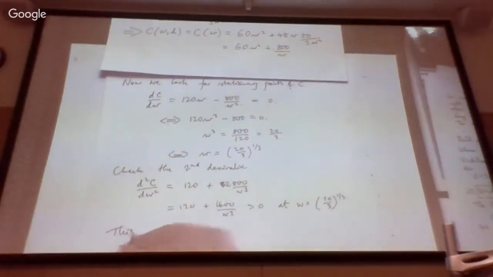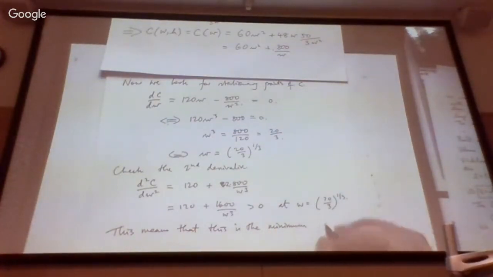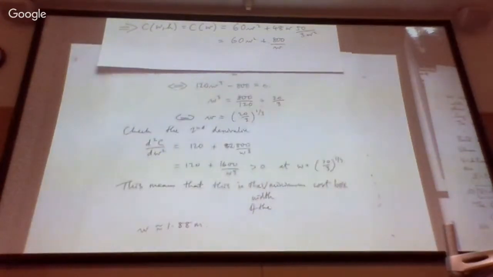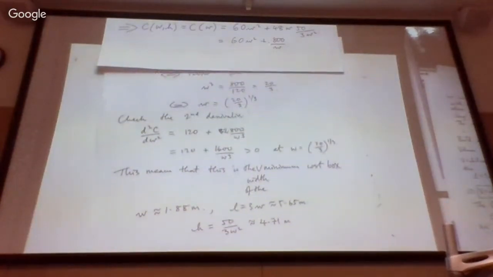This means that this is a minimum. This is the minimum point, the width of the minimum cost box. When you evaluate these things, the width is approximately 1.88 meters. The length, remember, which is 3 times the width, would be approximately 5.65. And the height, which is exactly 50 over 3w squared, you just evaluate, so that's approximately 4.71 meters.